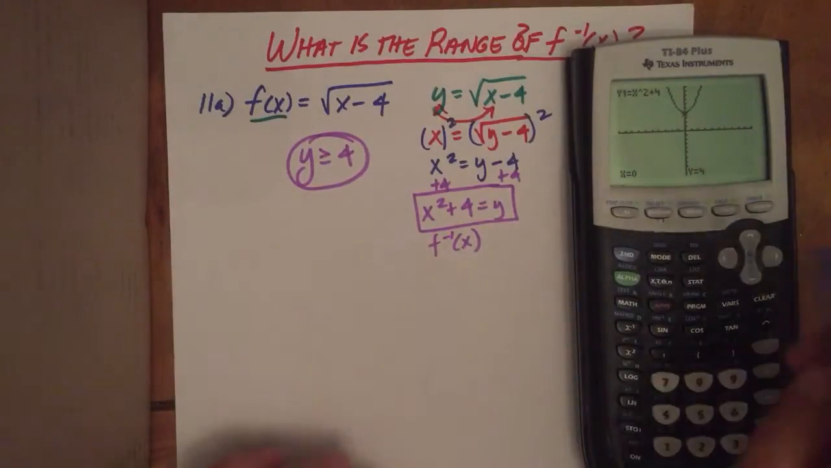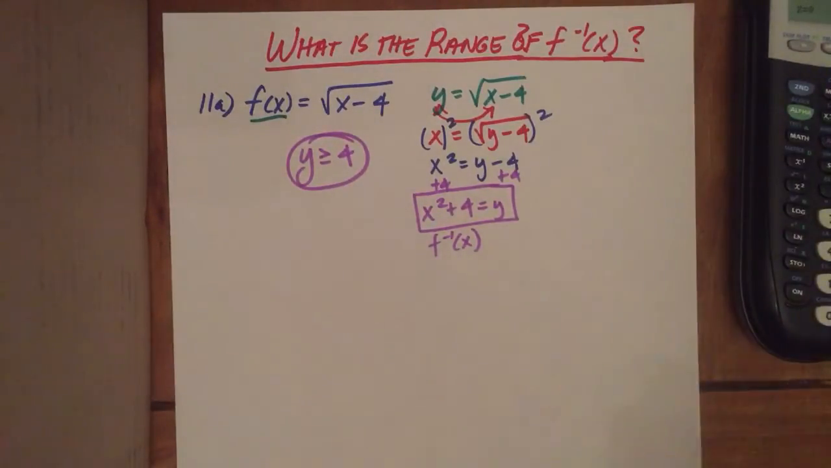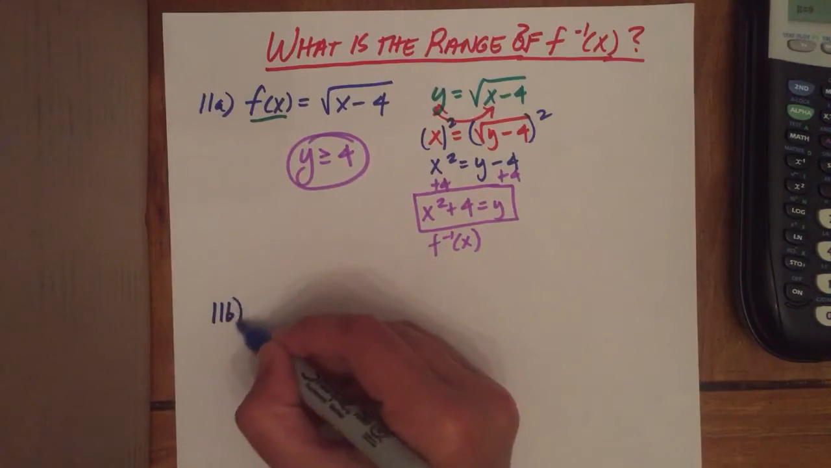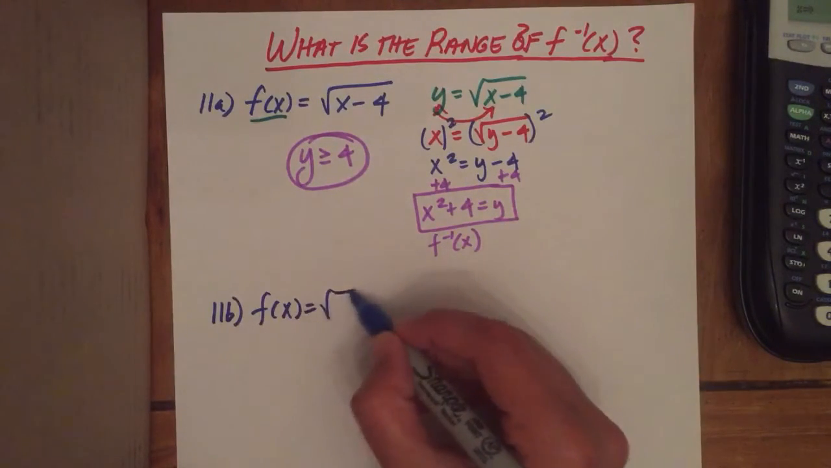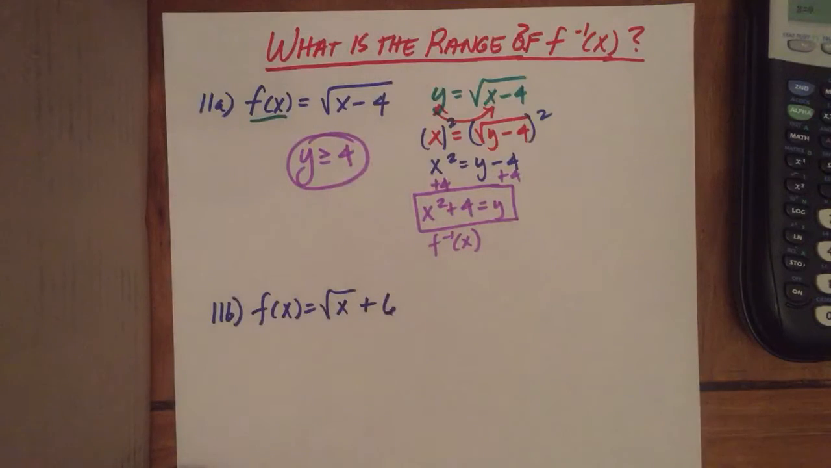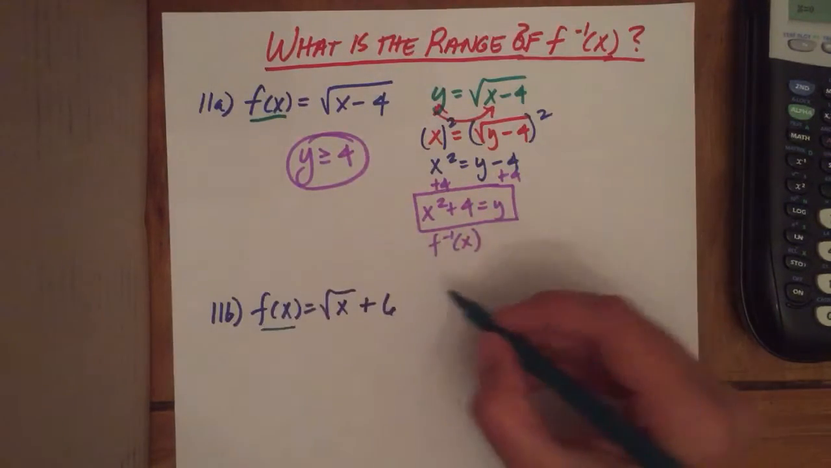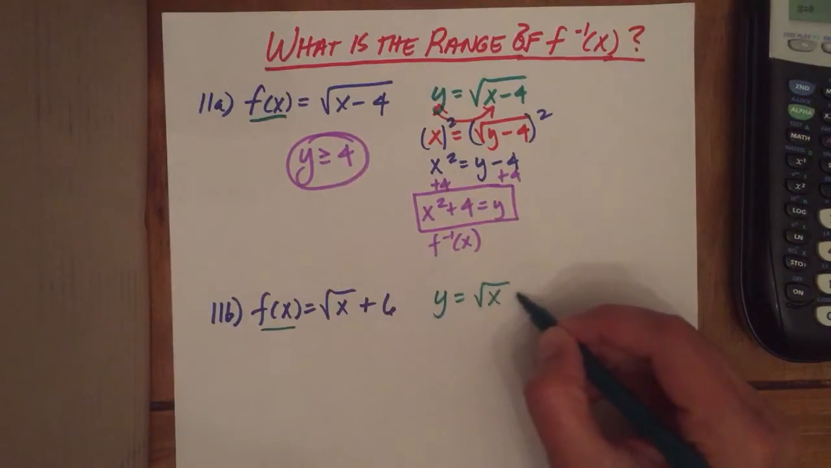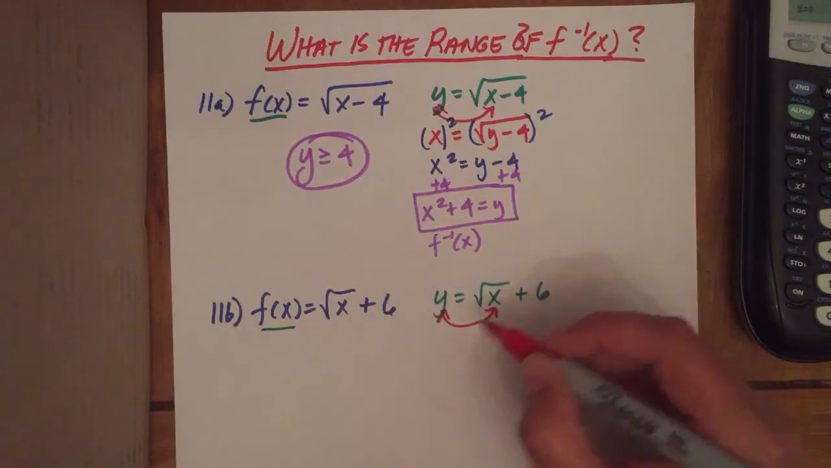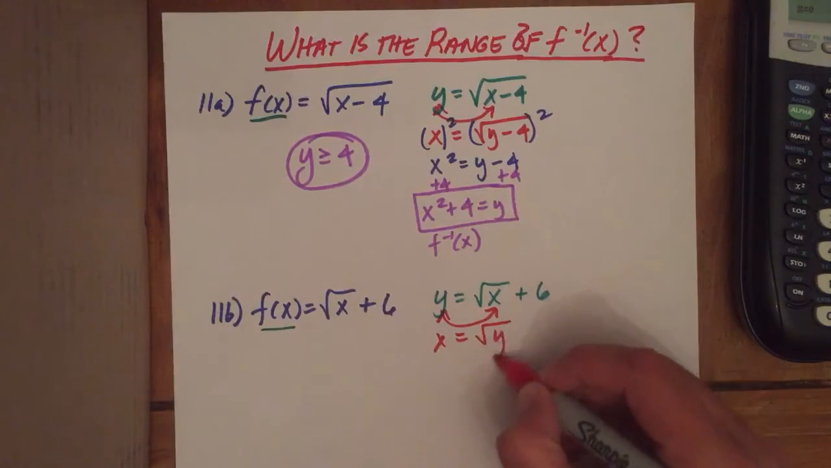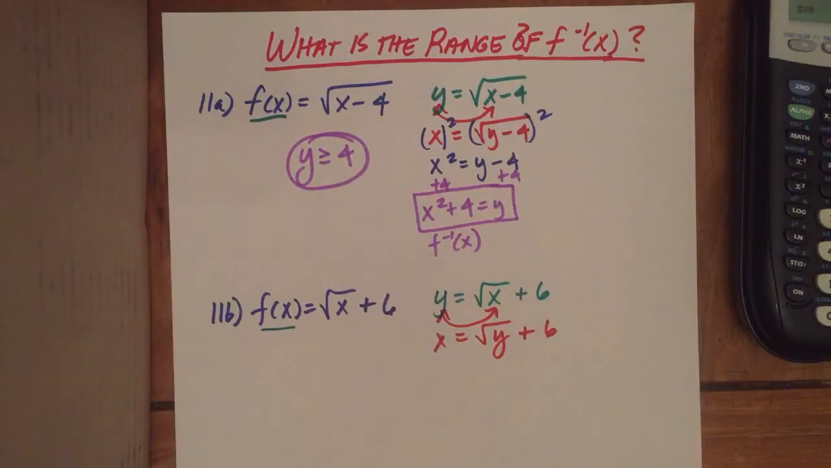All right, so let's look at 11b. f of x equals the square root of x plus 6. Now, what you need to notice about this, well, we'll talk about it after we change it. Remember, we change it, so y equals the square root of x plus 6. I want to find the inverse first, because I'm looking for the range of the inverse. So I'm going to flip-flop x and y, so x equals the square root of y plus 6.